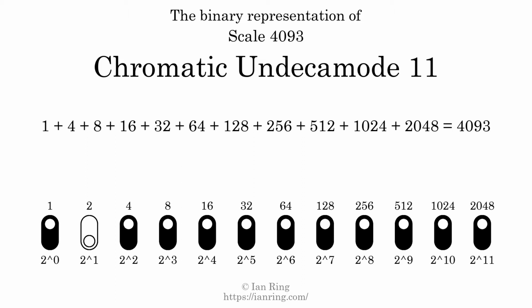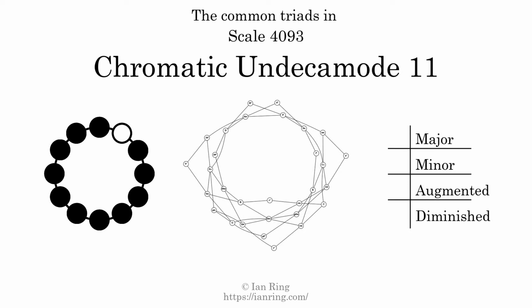The scale number not only enumerates the scale with a unique index, but it also literally describes the tonal content of the scale. Represented as a binary number in base 2, the scale number is 1111111101. Here are the common triads present in this scale.